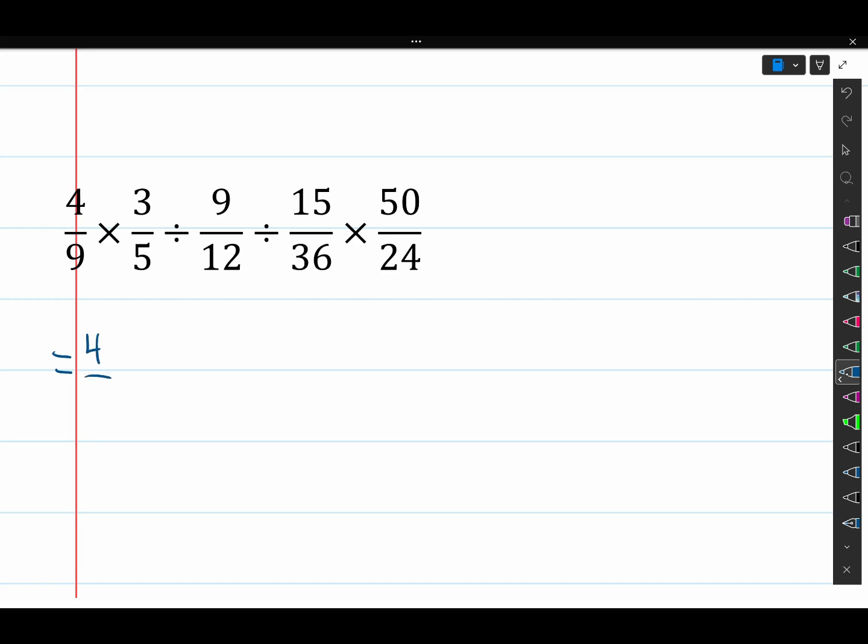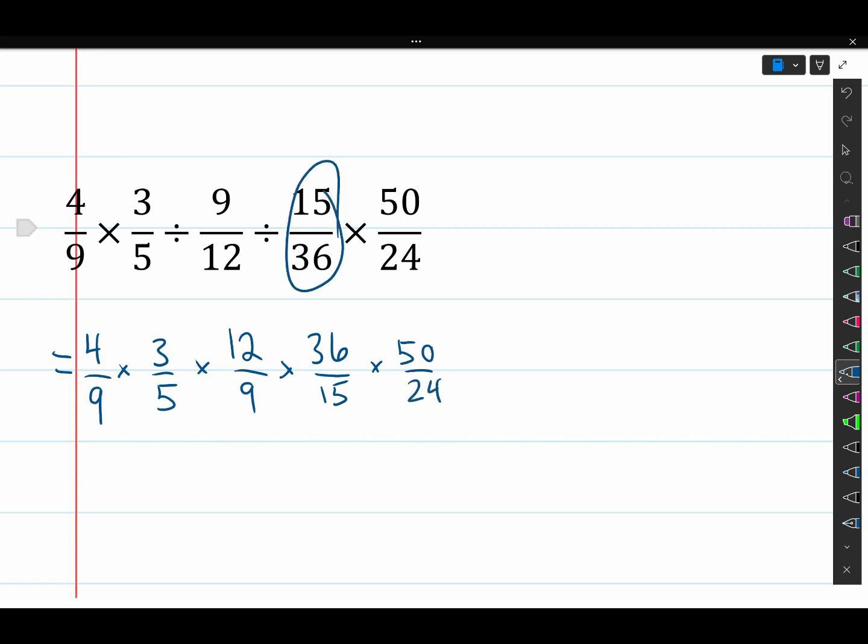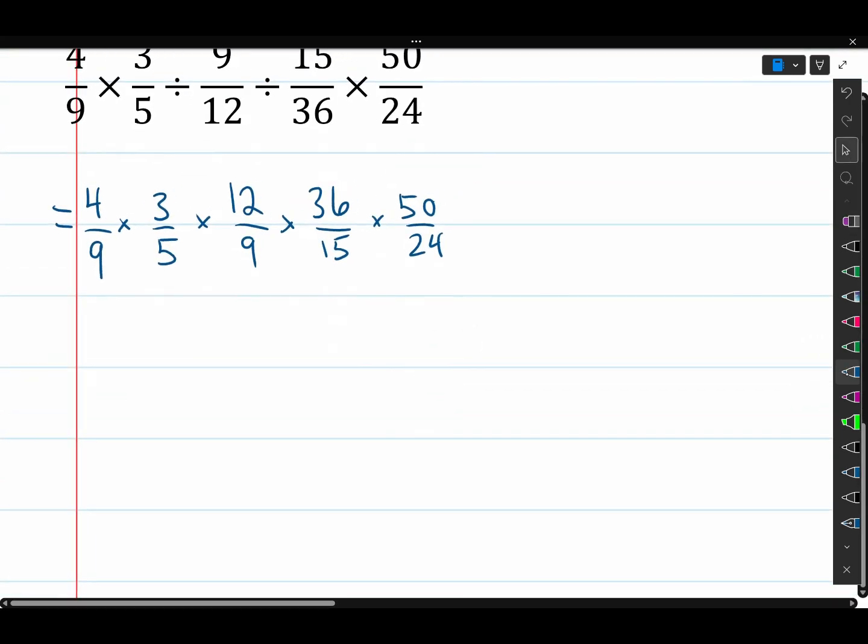This is like 4 over 9 times 3 over 5 times 12 over 9, where we flip this fraction, times 36 over 15, where we flip that fraction, times 50 over 24. We only flip the fractions that are immediately following a division sign. Now that I have myself a multiplication of fractions, I can go about this in the same way.